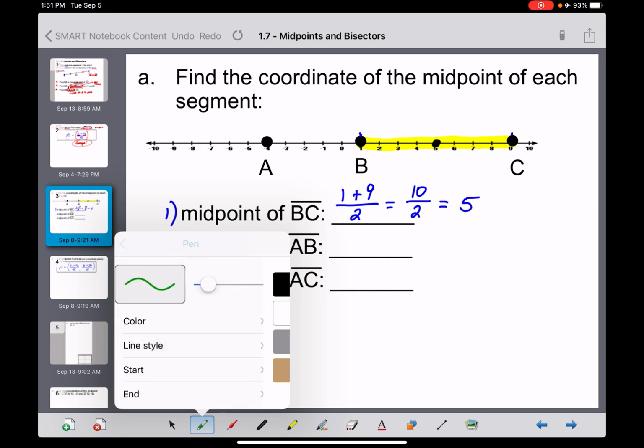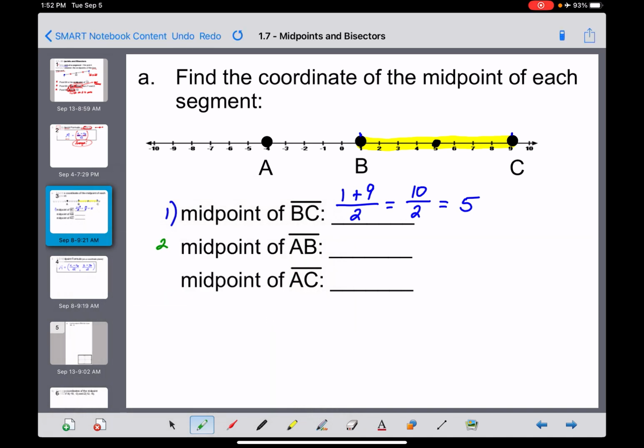Let me switch colors now. I'll go green, and let's do the second question now. Midpoint of line segment AB. Okay, so your first x-coordinate is right here at A, which is -4, and we'll add that to the second x-coordinate of B, which is right here at 1, and we'll divide that by 2. -4 plus 1 is -3. Uh-oh, life just got difficult. And -3 divided by 2 is -1.5.